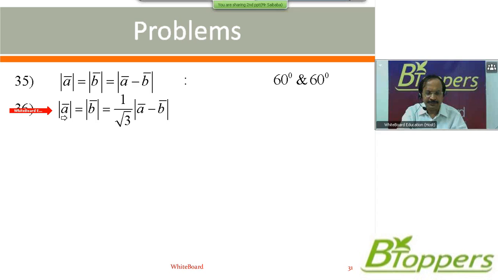In this question, you are given that magnitude of A bar equal to magnitude of B bar, that is equal to 1 by root 3 times mod of A bar minus B bar. Here also again you have to find the angle between A bar and B bar and the angle between A bar and A bar minus B bar. Come on, try this question. Take a pause and try this problem yourself first. In case you need more time, take a pause and try the problem.